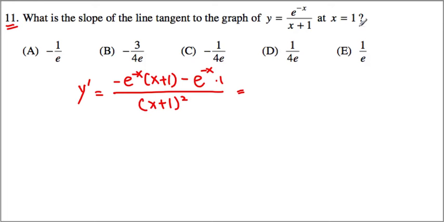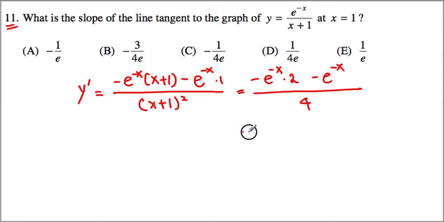Now, in this case, if you have to plug in 1 to all values, what we end up getting is negative e to the negative x times 2 minus e to the negative x, all over 4. Now this becomes negative 3 over 4 e to the 1 power, because x equals 1. So let me just erase this portion right over here. Alright, so that means our answer will be choice B.